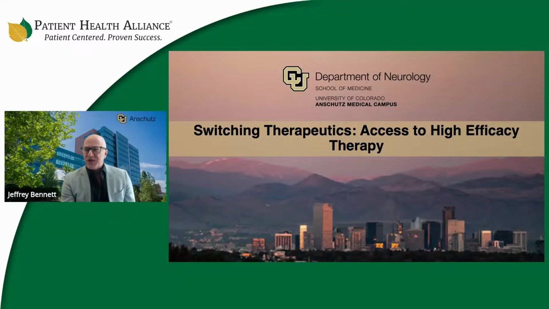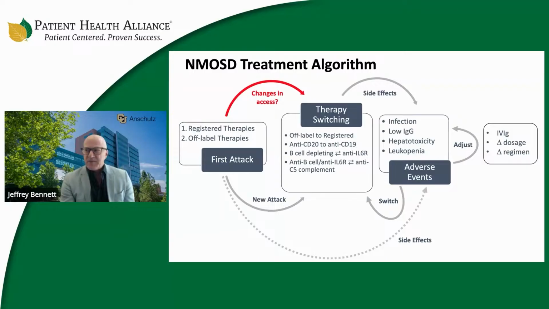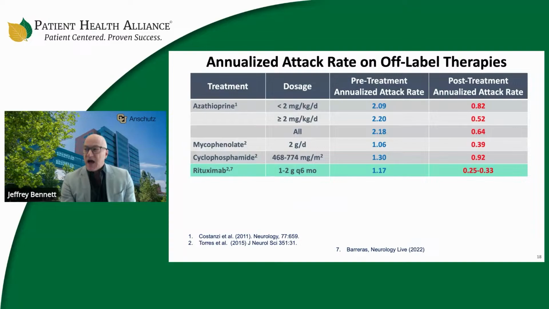So, a special note on switching therapies due to access and not necessarily relapse activity. Some patients may be started on off-label therapies, particularly in the US, when insurance issues might prevent access to more expensive therapies, and in some countries where access may be limited in general to high-efficacy therapies that may be greater expense.